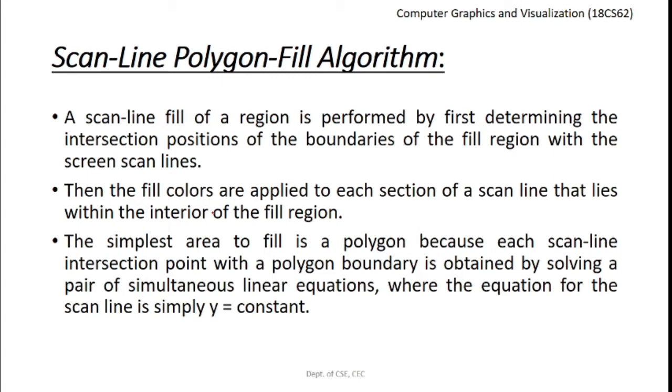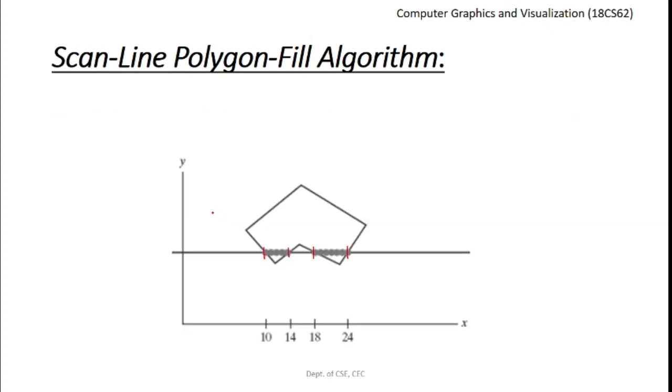The scanline intersection point with the polygon boundary is obtained by solving a pair of simultaneous linear equations, where the equation of the scanline is simply y equals constant. Let us look at this example once again. We have a given polygon here. The fill area here is a polygon, and we have one scanline drawn here.